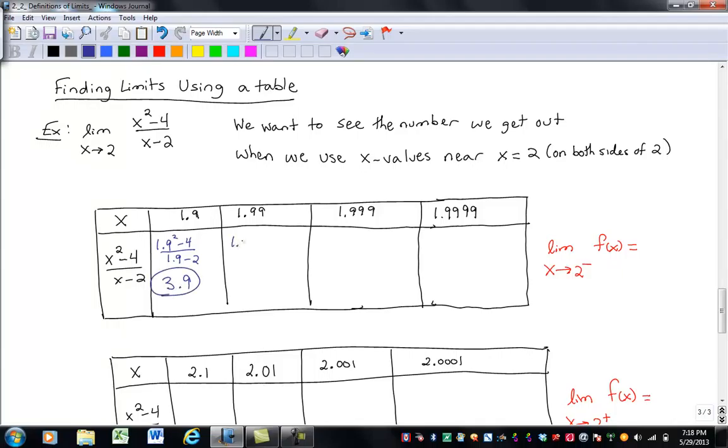Now we're going to put 1.99 in there. So 1.99 squared minus 4 over 1.99 minus 2. So you type that into your calculator, and you get 3.99. And now we're going to take 1.999 and plug it in there for x. 1.999 squared minus 4 divided by 1.999 minus 2 gives me 3.999.